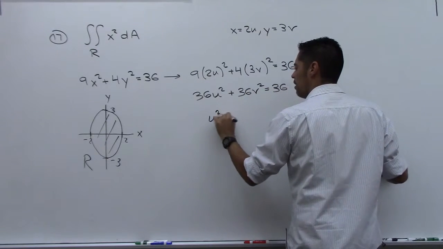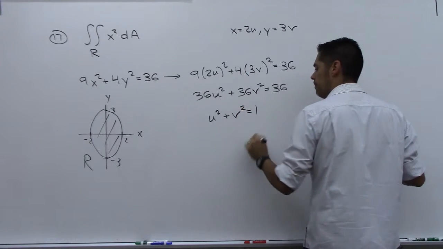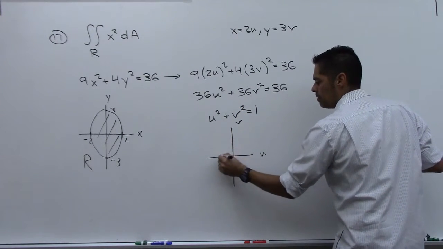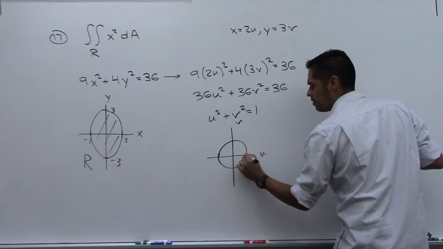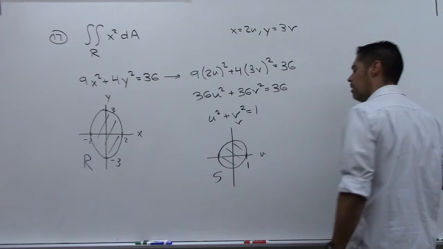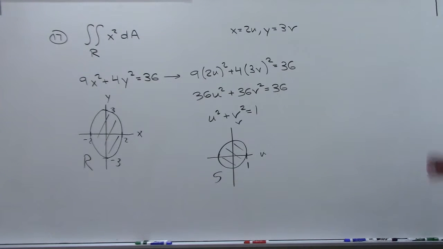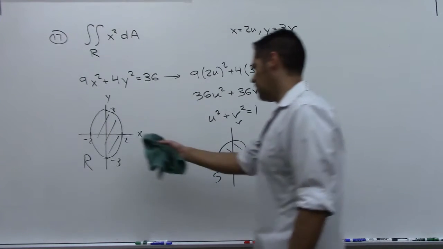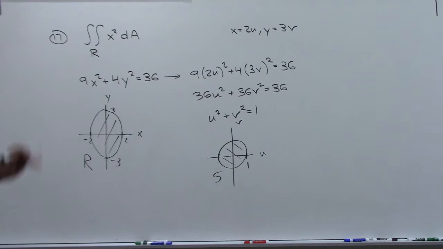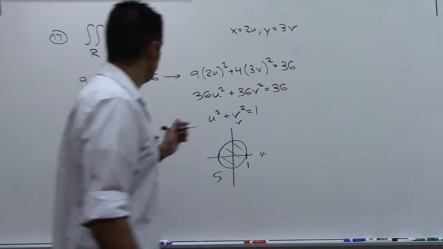And that's u squared plus v squared is 1, which if I look at that in the UV plane is going to be the unit circle. And this region S, we'll call it, will be much easier to integrate over than this one, because I can use polar coordinates on that. But before I do that, I'm going to transform this integral.